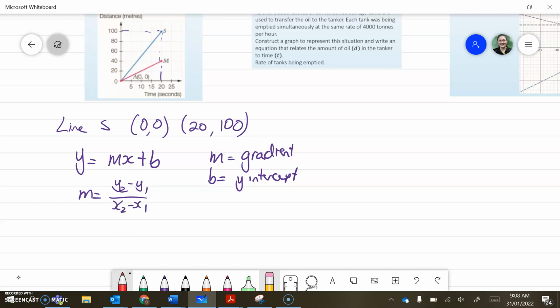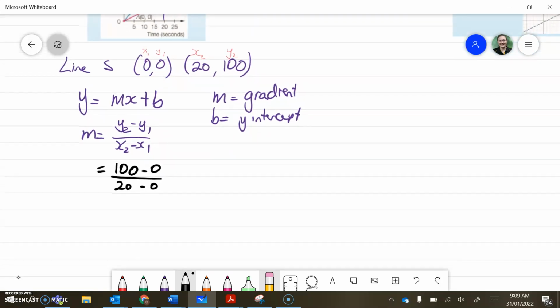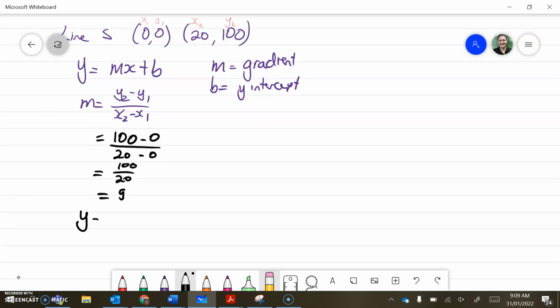So what I can do is label my brackets x1, y1, x2, y2 as their ordered pairs. And then I substitute that information into this formula. So I've got 100 minus 0 over 20 minus 0. So that's going to be 100 over 20, which is 5. So I now have y equals 5x plus b.